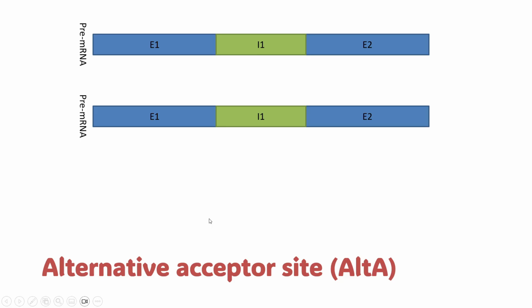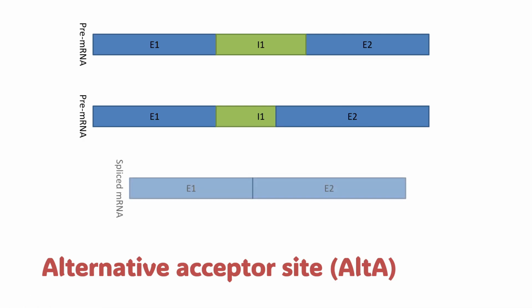Similarly, at the 3' end there is an alternative acceptor site. From here, some part of the intron is taken up by exon 2, and that exon 2 is enlarged and the spliced messenger looks like this.